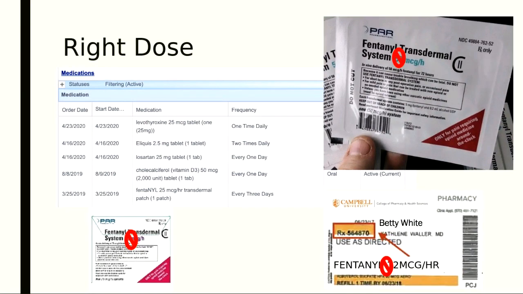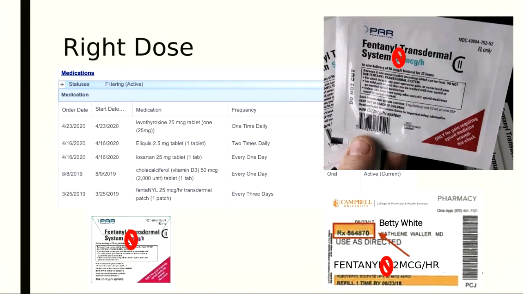And the interesting thing about patches is that we have the ability to check it in 3 different ways. So we can look at the pharmacy label. So here it says 12 micrograms per hour. So that's also incorrect. We can look at the box itself. And even though you don't know it, this says 75 micrograms per hour. So we could look at the label, the patch itself, or the patch wrapper, and the box to double check.